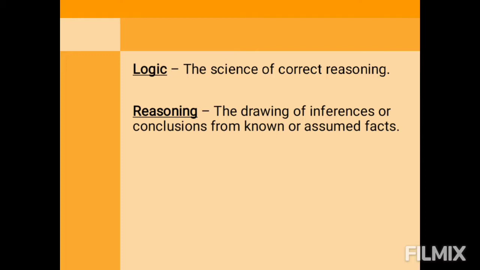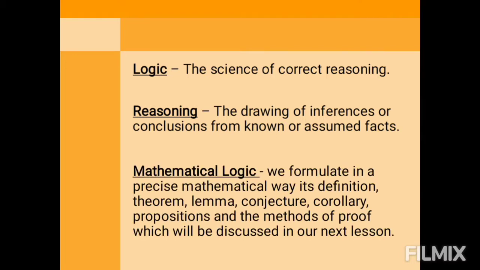And now we have mathematical logic. When we say mathematical logic, it is a statement about mathematical objects that are taken seriously as mathematical objects in their own right. So we can formulate in a precise mathematical way the definition, theorem, lemma, conjecture, corollary, propositions, and the methods of proof, which will be discussed in our next lesson. Those types of mathematical logic that we will define later on are definition, theorem, lemma, conjecture, corollary, and propositions. So let's see on that.